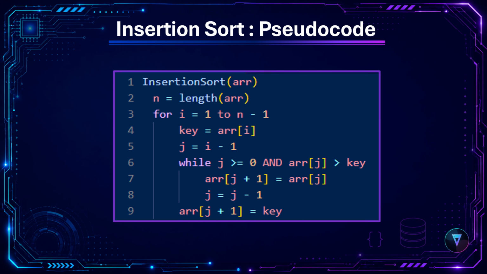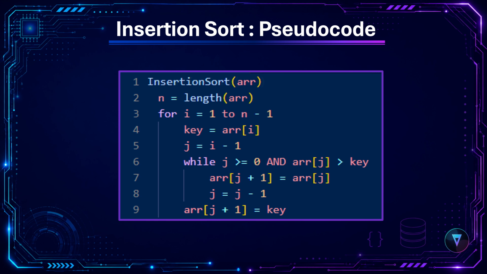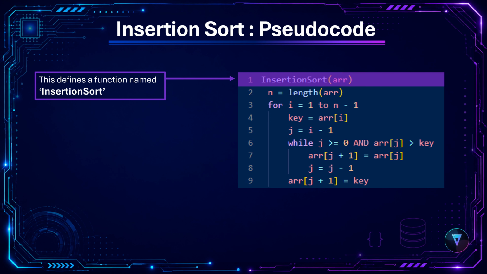Now let's decode the actual pseudocode for insertion sort. Don't worry, we're not just reading code. We're going to visualize what each line is doing. Okay, so the first line says, insertion sort of R. That means we're giving the algorithm an array to sort, right? Exactly. The array is our input.